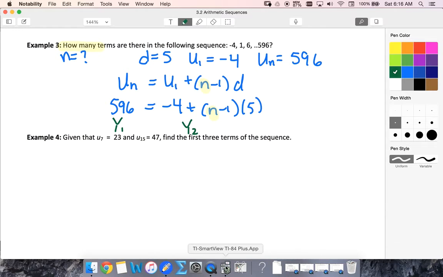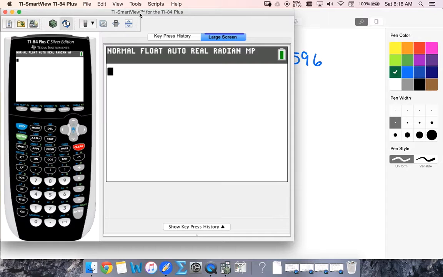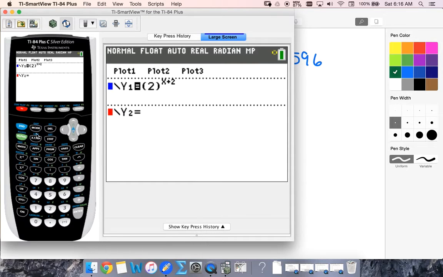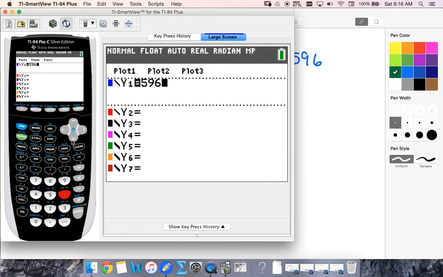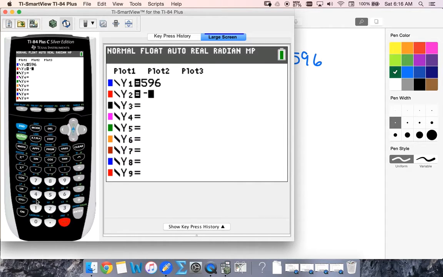So I'm going to come into my calculator. And my y1, clear that out, is 596. My y2 is -4 plus, I don't have n, I have my x, minus 1 times 5. Think about our window here. We know n has to be a positive integer, and we know that our y value has to be super high. I have to get all the way up to 596.